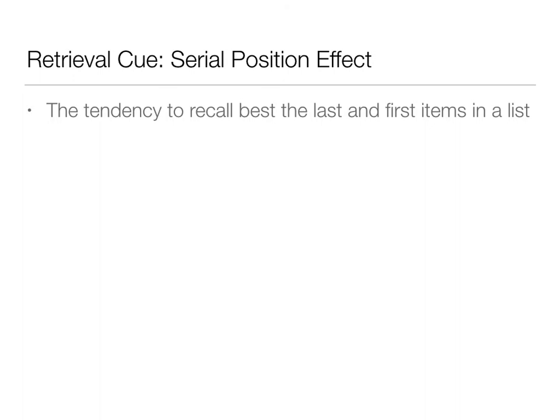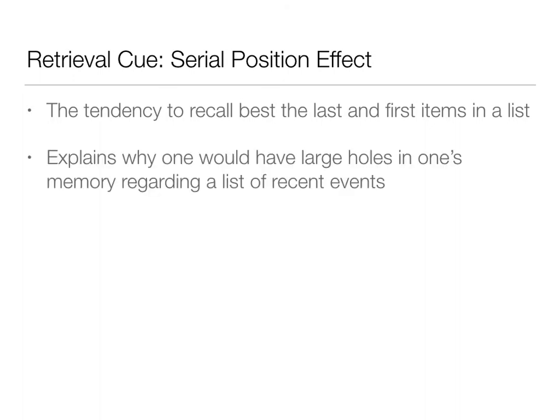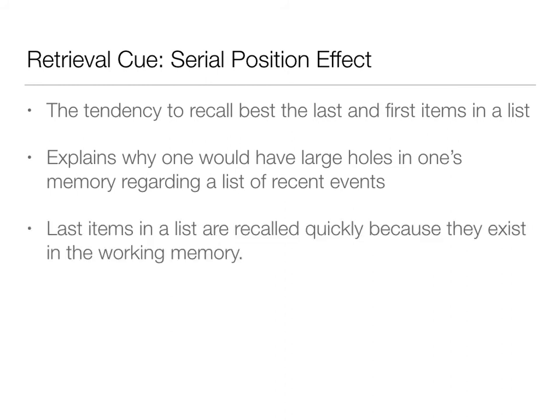So again, this serial position effect explains why you'll have large holes in your memory regarding a list of recent events, a grocery list, these sorts of things. You're more likely to remember the stuff that's at the beginning and the stuff that's at the end. The last items are recalled really, really quickly because they haven't had to get into long-term memory. They're still in working memory.